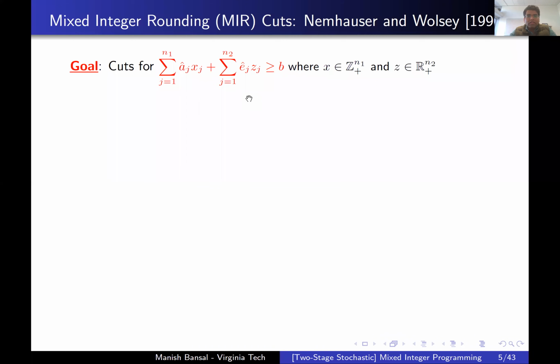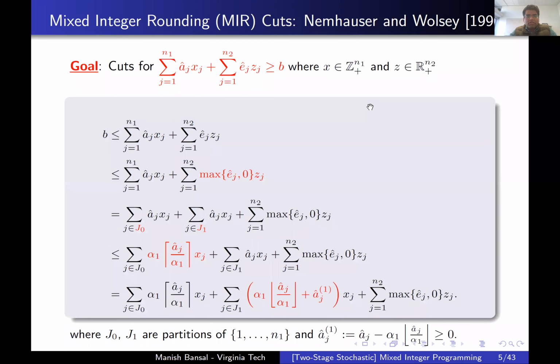Our goal was to see how I can obtain these cuts for this single constraint relaxation, where I have aggregated all the original constraints into this single constraint. And here, just to remind, xj are my non-negative integer variables and zj are my non-negative continuous variables. So first, and this is a procedure from Nemhauser and Wolsey back in 1990, what I will do is play with the coefficients in this constraint.